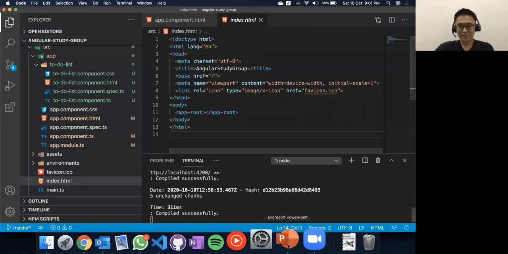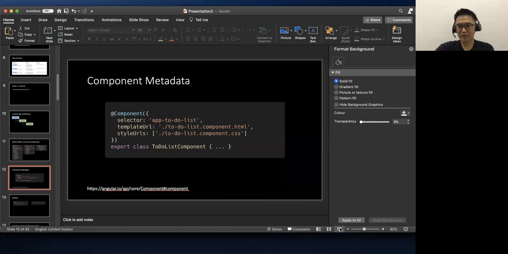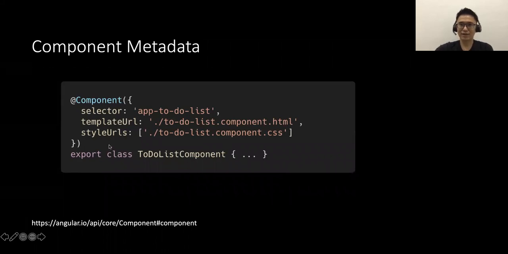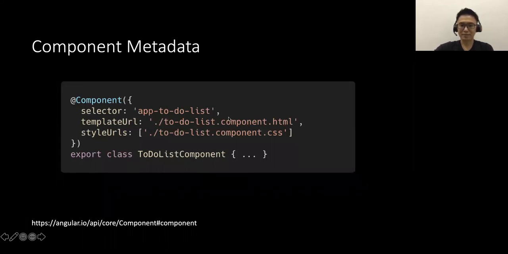Okay, by now we should be able to create a new component, right? Let's move to the next topic: the component metadata. Just now, after I created a new component, you'll see code like this show up in the TypeScript file. This file generally tells Angular, okay, we will use this component, and as the selector, please use the name here. We'll use this name as a selector.